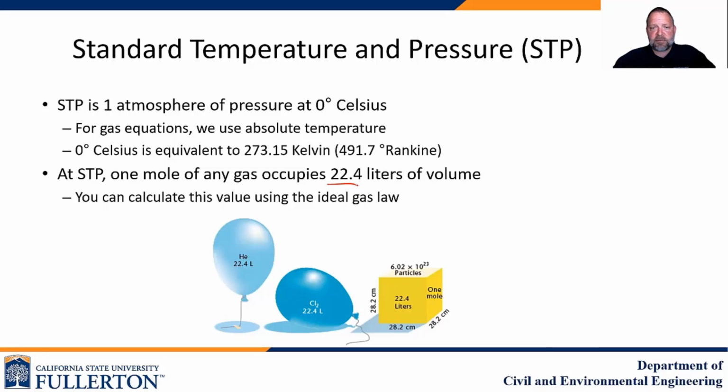Just plug in those values: 1 mole of gas, R, the temperature and the pressure, and you'll get that the volume will be 22.4 liters. It doesn't matter what gas it is. So you can see your helium, which is lighter than air, and chlorine, which is denser than air, and yet they both have the same volume of 1 mole.